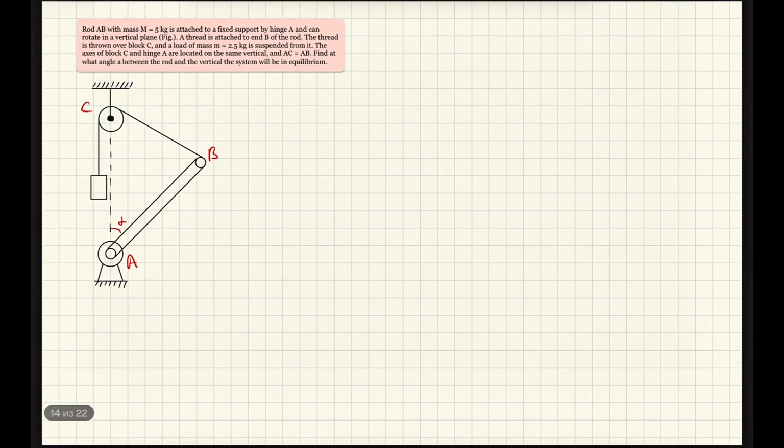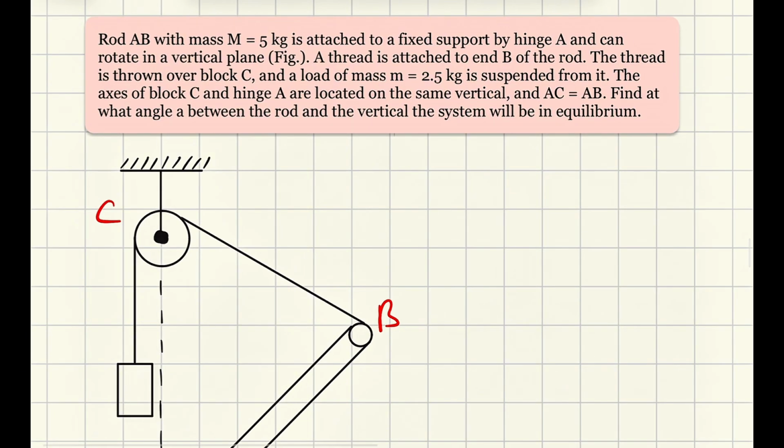Good day, friends. Today we're going to solve this problem, the system in equilibrium state, and the given goes like this. Rod AB with a mass of 5 kilograms is attached to the fixed support by hinge A and can rotate in vertical plane. A thread is attached to end B of the rod. The thread is thrown over block C and the load of mass 2.5 kilograms is suspended from it.